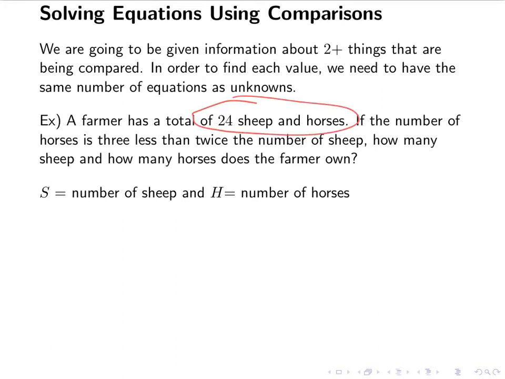So the first sentence says that I have a total of 24 sheep and horses. What does that mean mathematically? Well, if I add up the number of sheep and the number of horses, which is S and H, I should get 24.